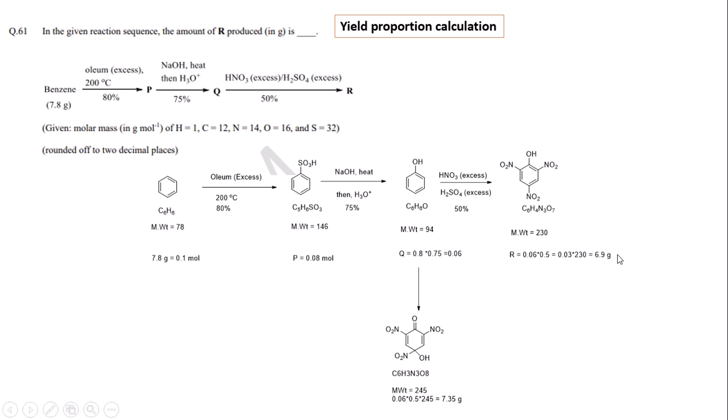And actually, this problem is wrong in the GATE 2024 answer key, where the answer given is 7.35 gram, and this product is not practically formed, but here the trinitrophenol is practically formed. So this is the correct option compared to that.